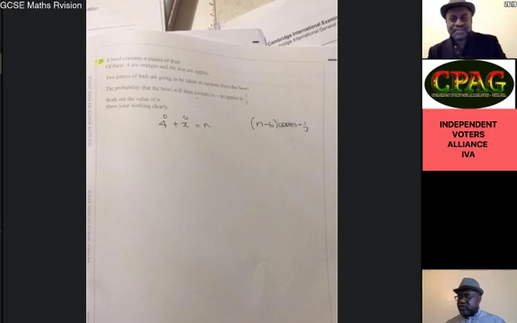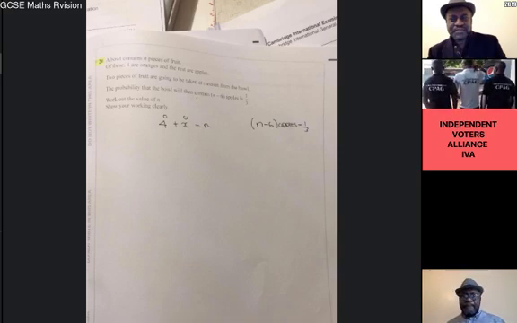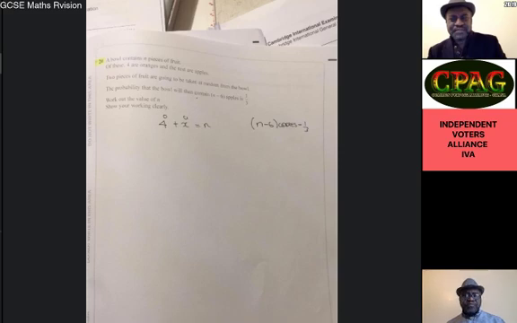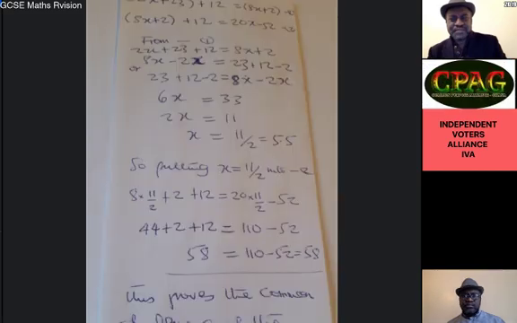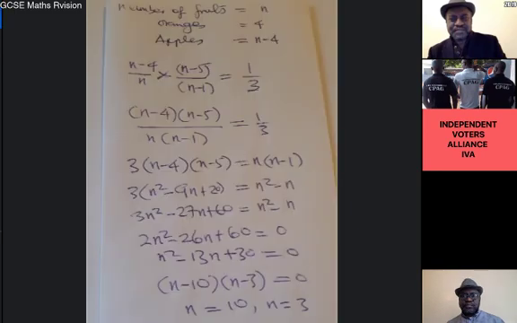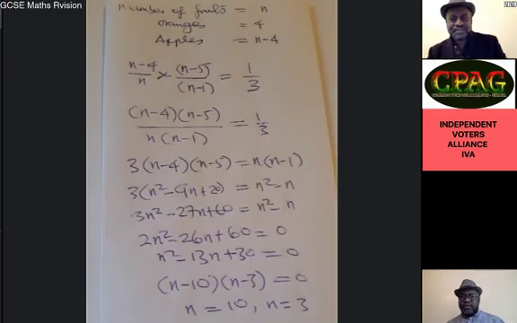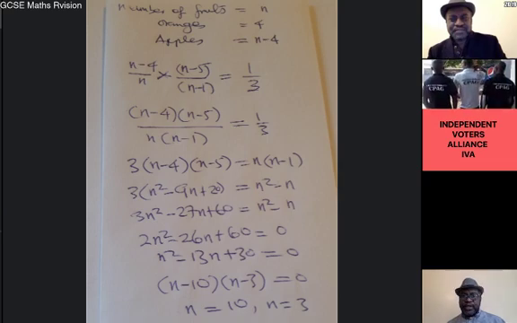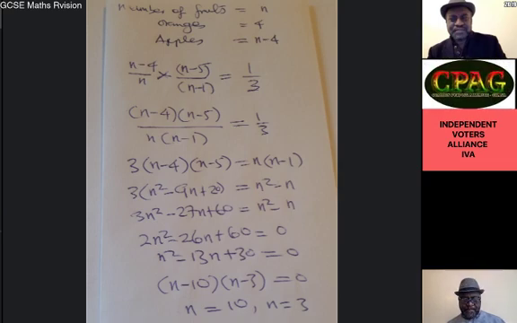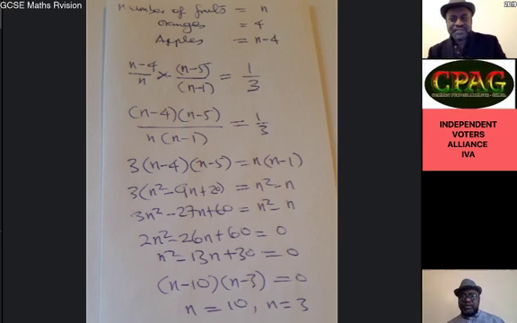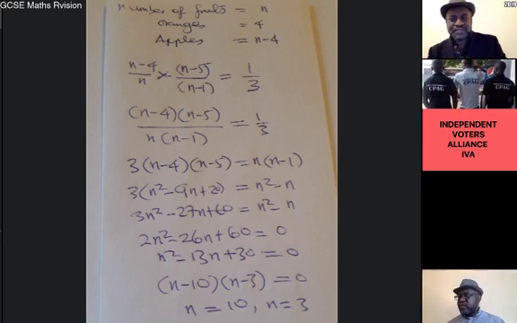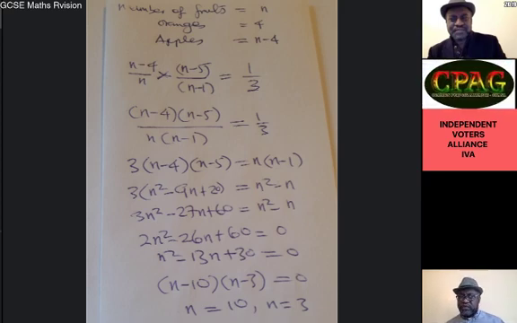So you write number of fruits is equal to n. Then it goes on to say that of these, four are oranges and the rest are apples. So you write oranges is equal to 4 and apples equal to n minus 4.